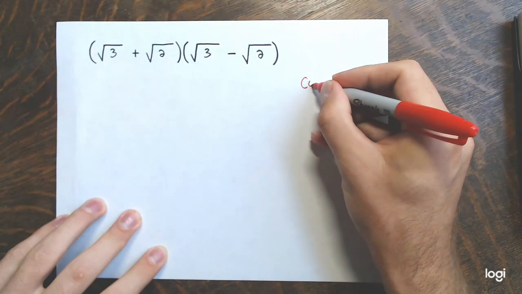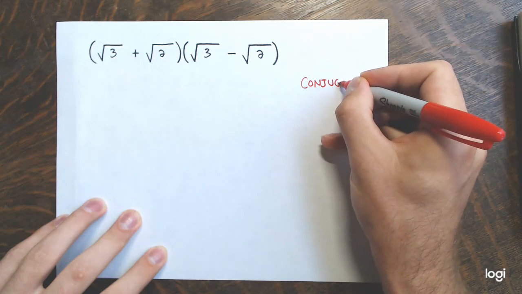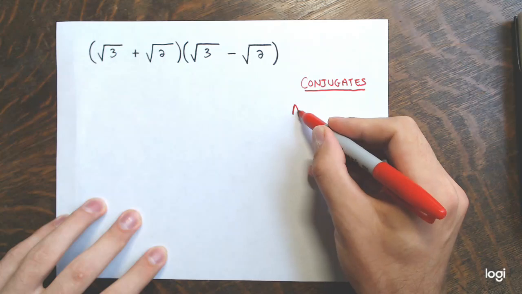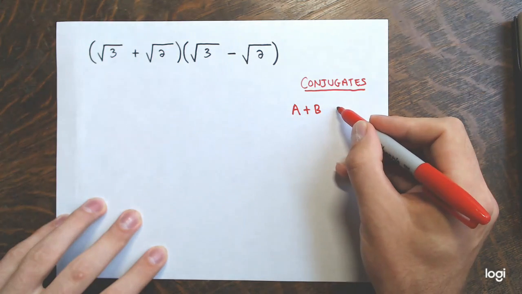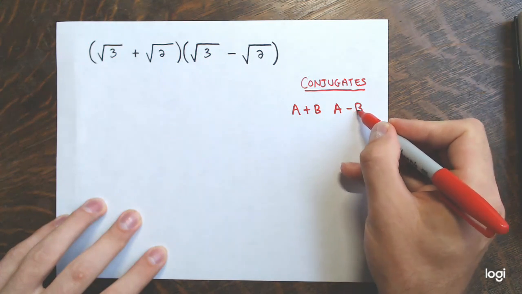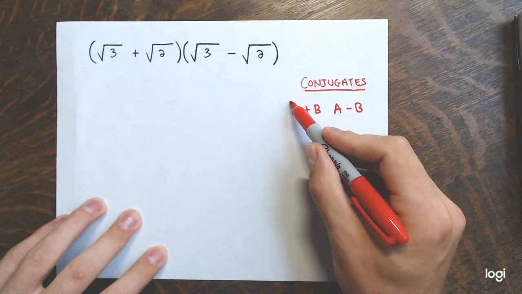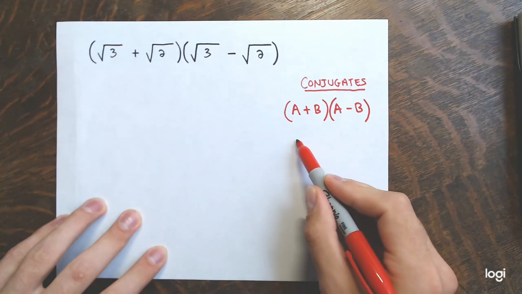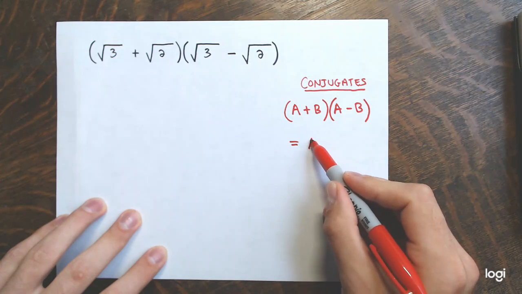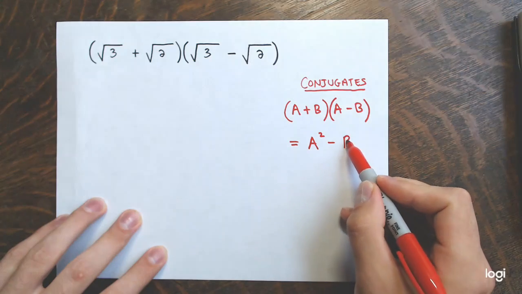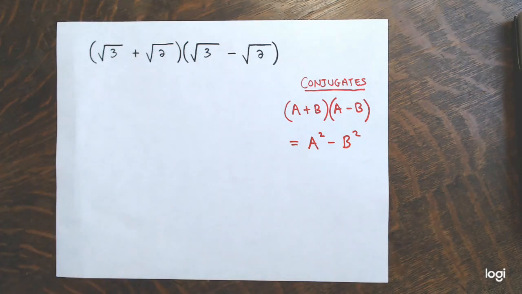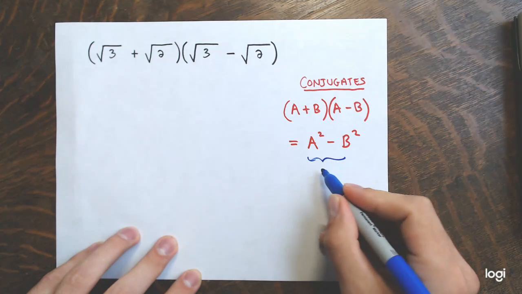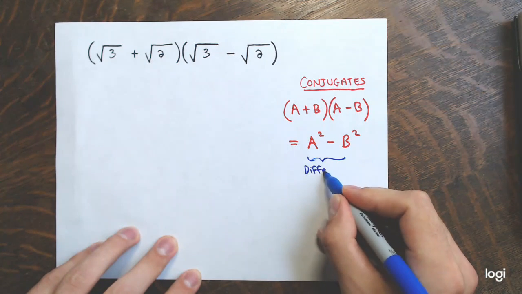And these are called conjugates. You may have seen this word before. Conjugates are a plus b and a minus b. Those would be considered conjugates. And the thing about conjugates, when you multiply them, you end up with a difference of squares. You're going to see a squared minus b squared showing up here. When you multiply two binomial conjugates, you end up with a difference of two squares.